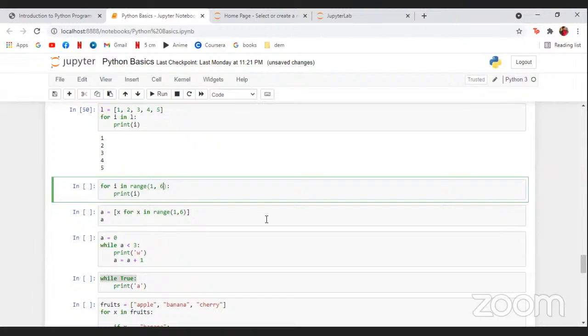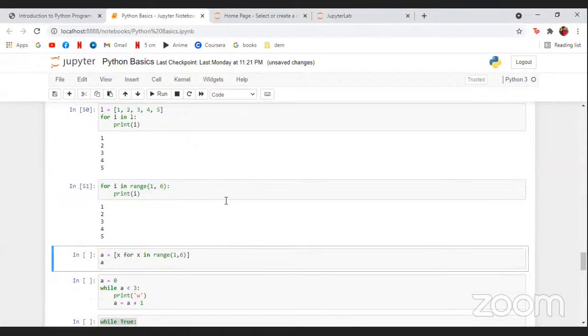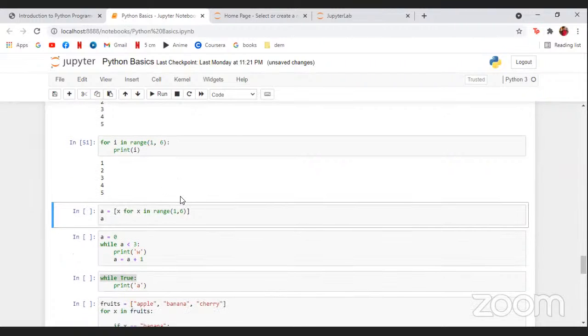So I'll remove that for now. If I print this, it goes from 1 to 5 because we know that the first one is included, the last one is not included, right? So this range function is particularly useful for creating lists, as I said. So you use a combination of the for loop with the range function to get a list.